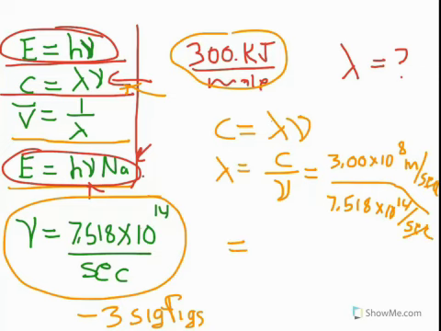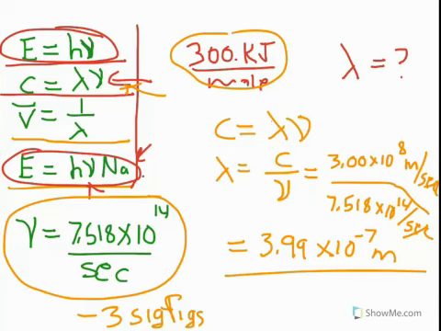So in this problem I get 3.00 times 10 to the 8th divided by 7.51 times 10 to the 14th, and I get 3.99 times 10 to the minus 7th meters. One thing I didn't show here, frequently we ask this in nanometers. You can either do it separately, or you can tack it in your conversion in your problem.